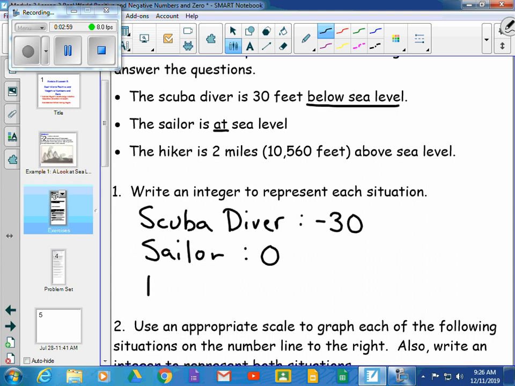And then the hiker is above sea level. If we think of 0 as sea level on a vertical number line, those positive values would be above 0 or higher than 0. So the hiker is going to have a positive integer representing his situation. We'd say it would be 2, or if we're talking about feet, we could represent him with 10,560.